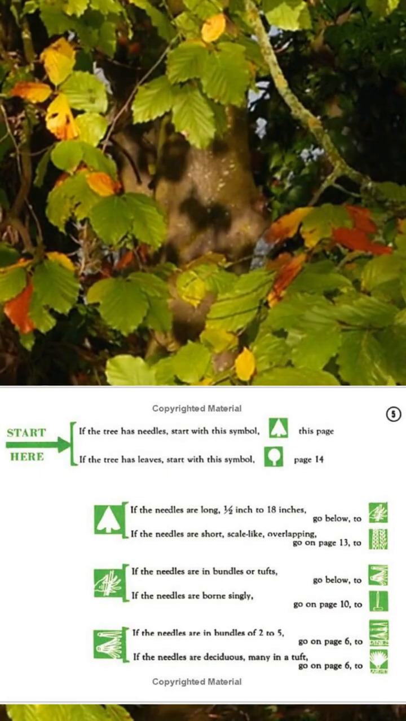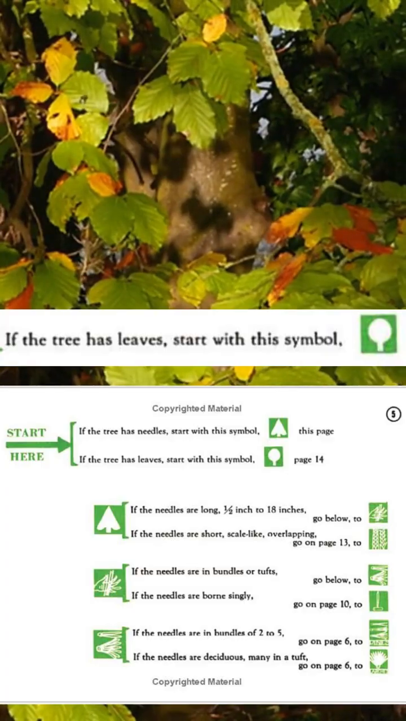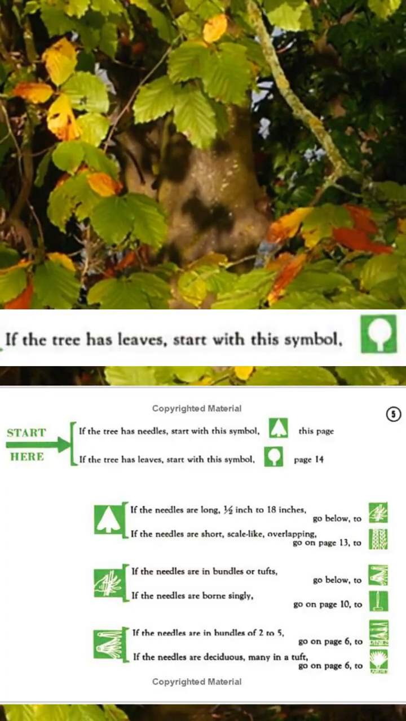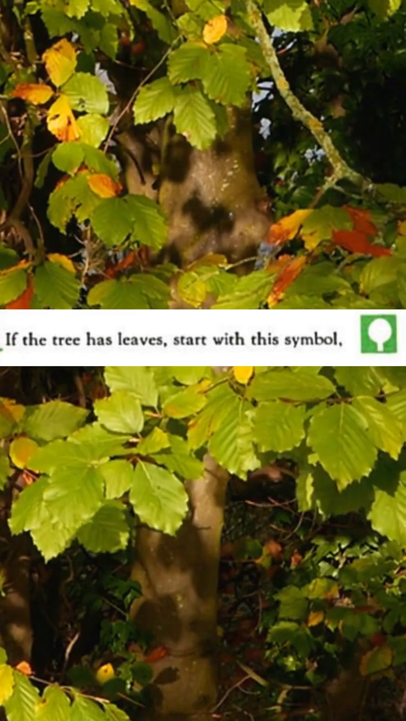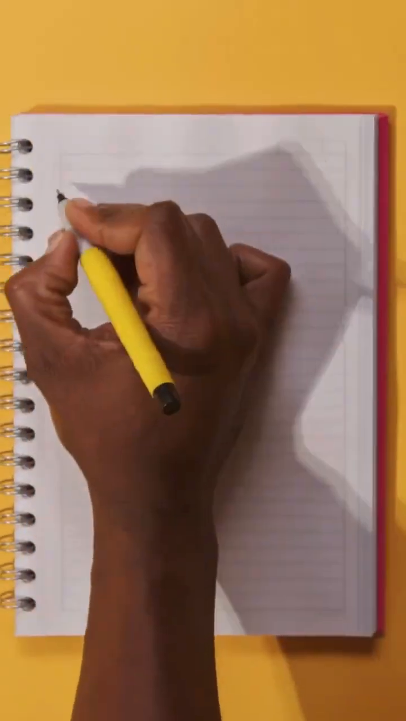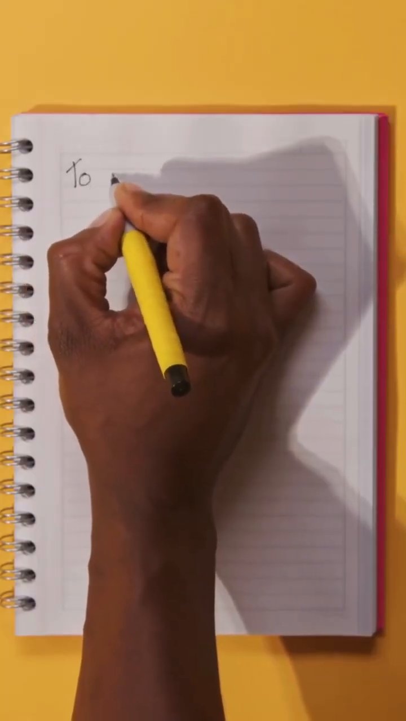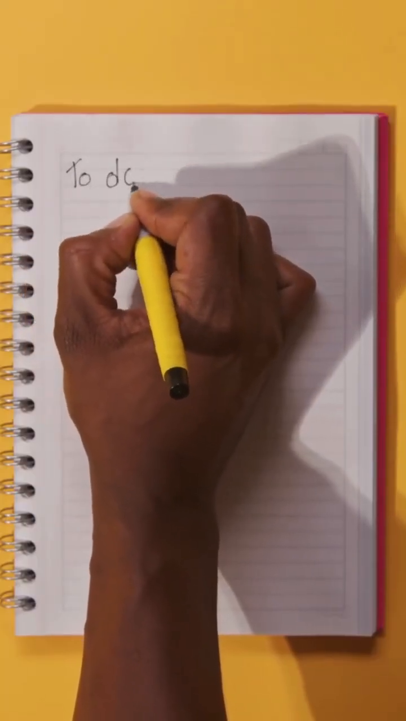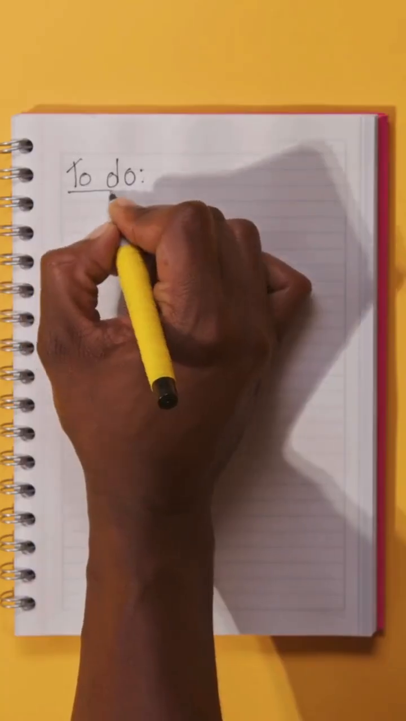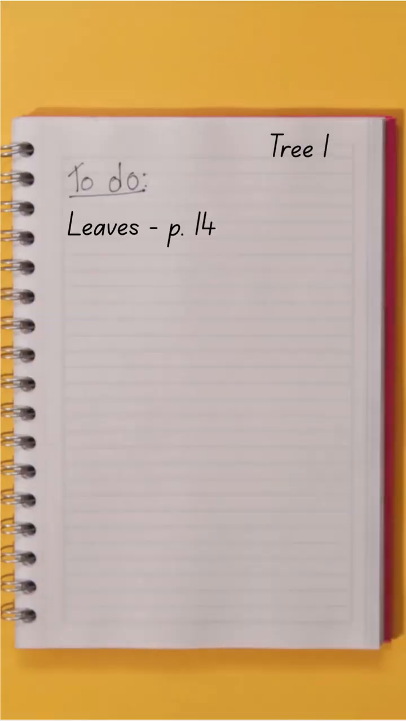So you're going to go to page 14 because if the tree has leaves, start with this symbol. So it has the symbol of the tree. And pro tip, write down your path on a piece of paper as you go through this. That way, if you get lost halfway through, you can trace back your steps to see where you went wrong. So I'm going to write, it's leaves, 14.